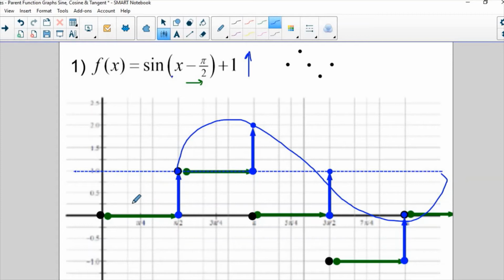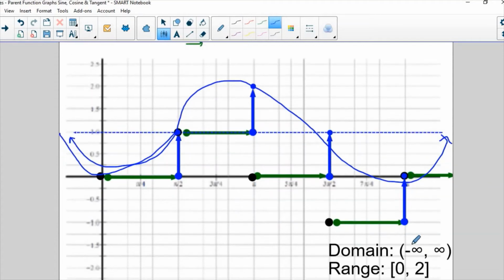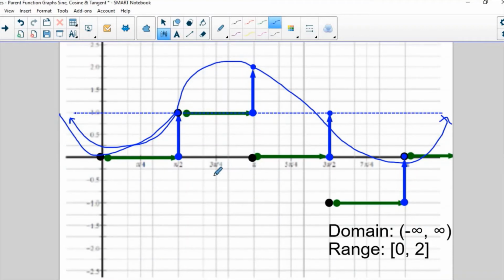Keep in mind this graph does keep going, so the domain is -infinity to infinity. The range, however, does go through there, so 0 to 2. Okay, inclusive, because it does touch those values. So let's talk about some of that new vocabulary.